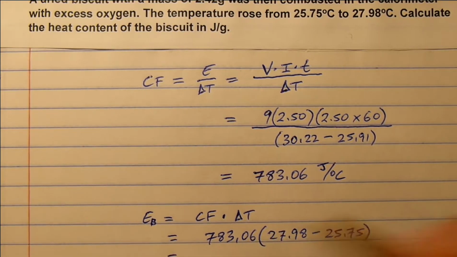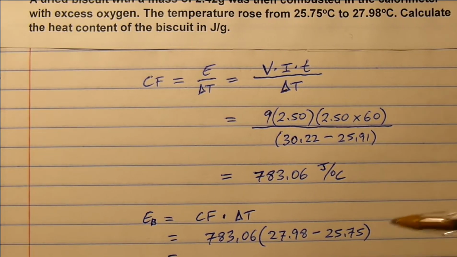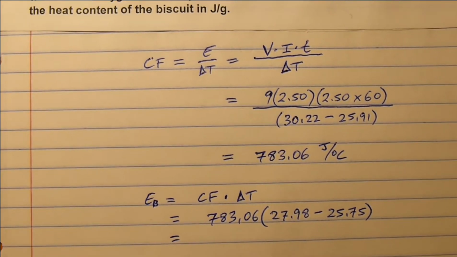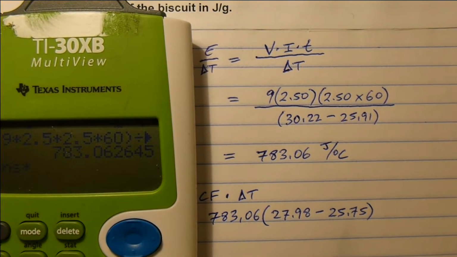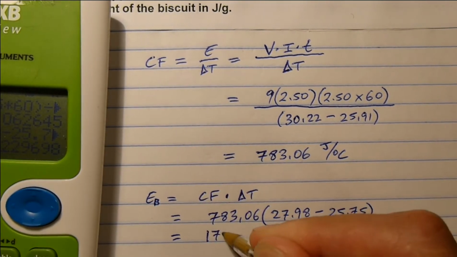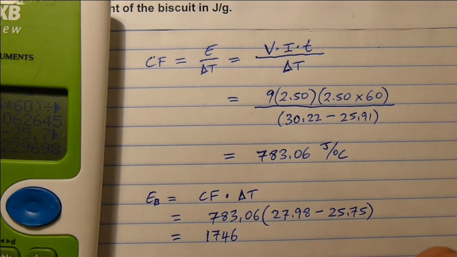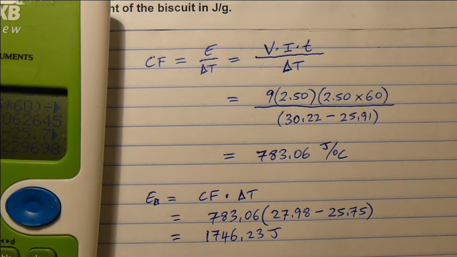25.75. Now note here I've just been using degrees Celsius throughout. You can use degrees Celsius or Kelvin for this question, it doesn't matter because we're simply taking the difference of the two temperatures, so I'll just leave it all in degrees Celsius. So I take the 783 and I multiply that by 27.98 minus 25.75, and I'm left with 1746.23 joules of energy that was released.